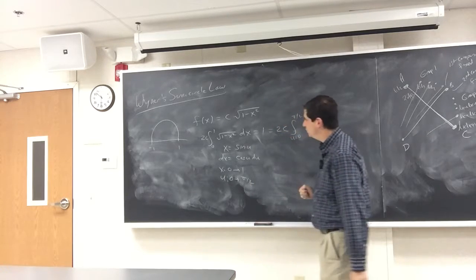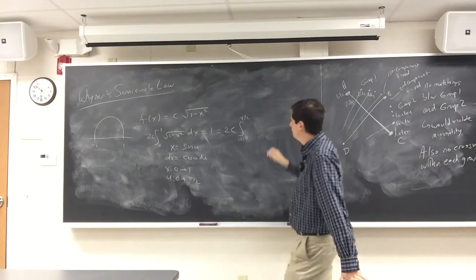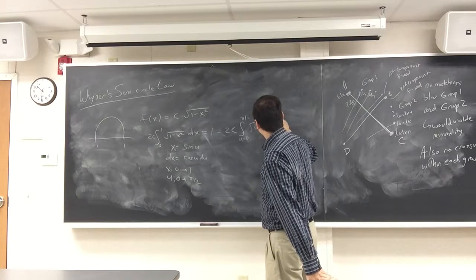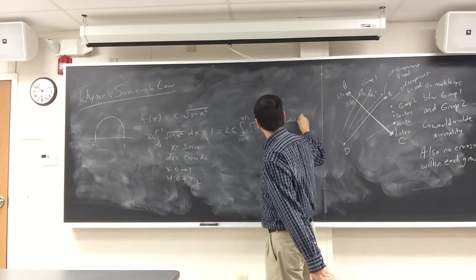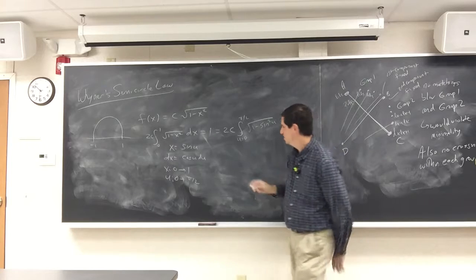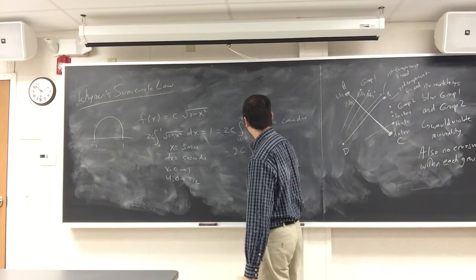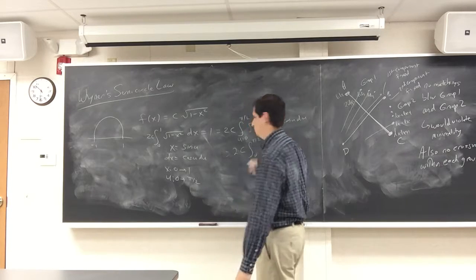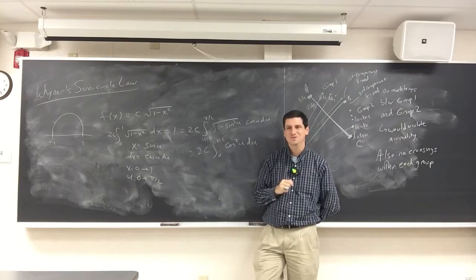So we have the square root of 1 minus x squared. So we have the square root of 1 minus sine squared u, and now dx is just cosine of u du. But the square root of 1 minus sine squared is cosine. So we get 2c integral from 0 to pi halves of cosine squared u du. Anybody remember how to integrate cosine squared u du?